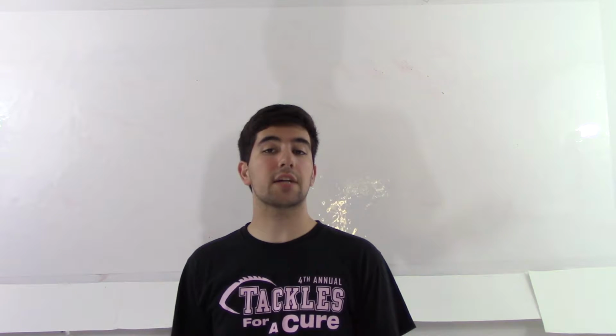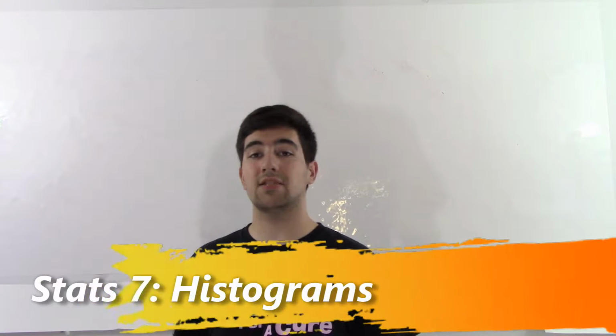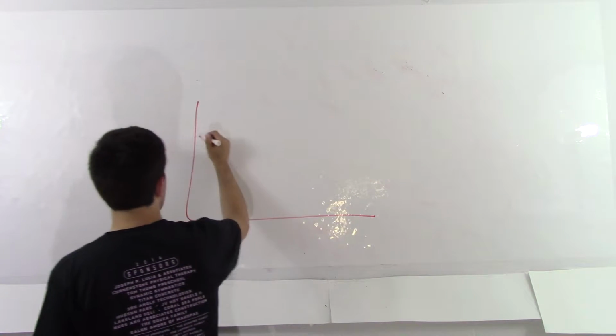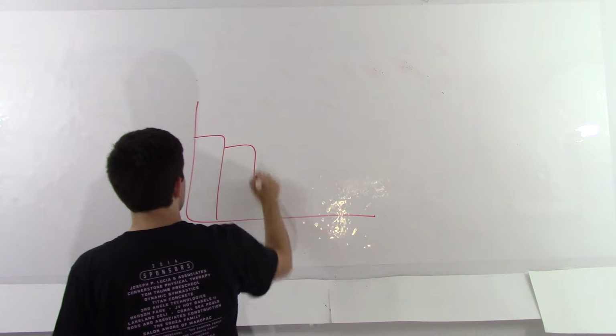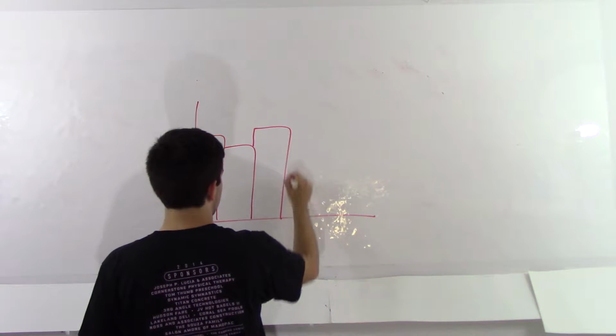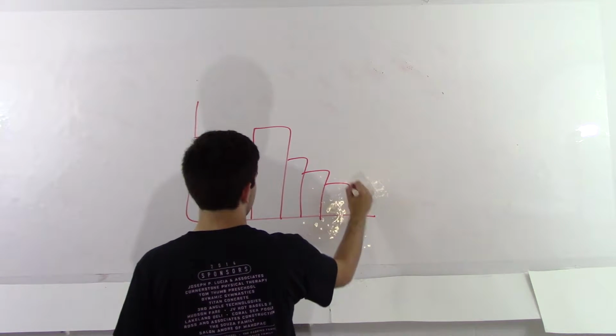So we've covered the box plot and we've covered the dot plot. Another common way to show the distribution of data is through a histogram. A histogram basically looks like a bar graph, except it's not a bar graph. It's showing us the distribution of data, and that's going to show us trends.